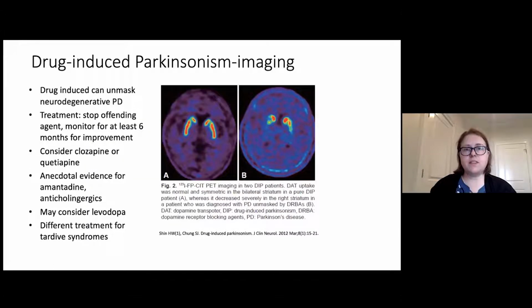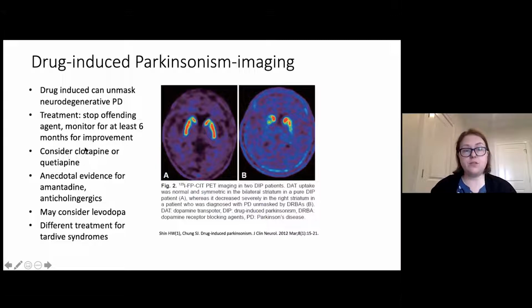Drug-induced Parkinsonism is another time where you might consider a DAT scan if it's on your differential, although I'll just caution you that it's similar to vascular Parkinsonism in the sense that sometimes there can be a mixed picture where a drug can actually unmask a neurodegenerative Parkinson's disease. Regardless, the treatment is to stop the offending agent and to monitor for at least 6 months for improvement.